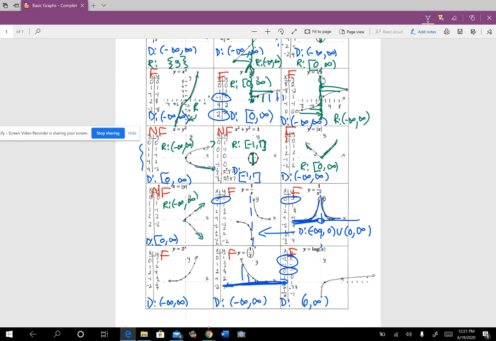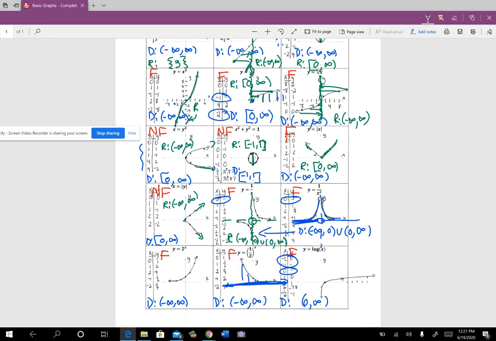So the domain on y = 1 over x was everything but 0. Well, it turns out the range is also everything but 0. The range is from negative infinity to 0, and then from 0 on up. Now it's for a different reason. We're not looking at the blue anymore. These points cover up the y-axis as you go down. These points cover the y-axis up here. But you see how the graph splits right here at the x-axis? It's jumping over that spot.